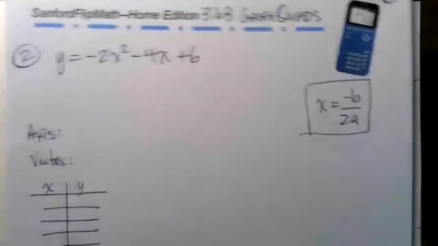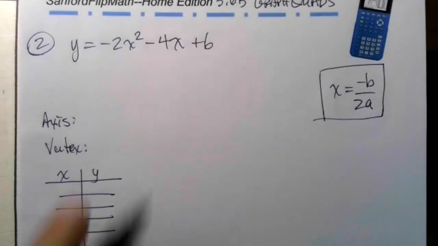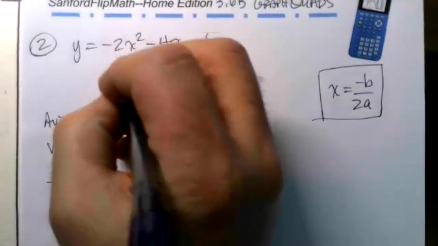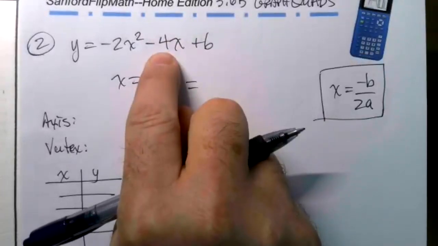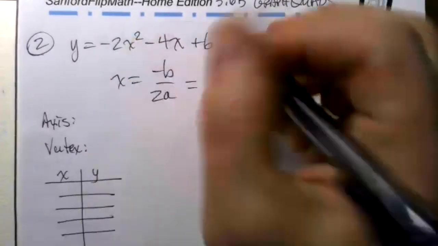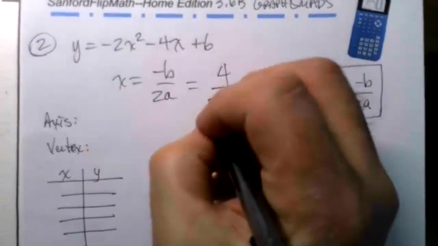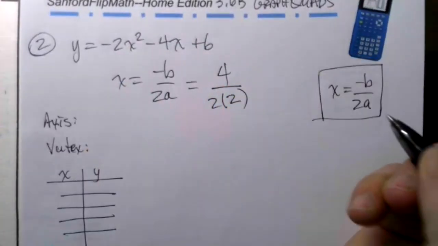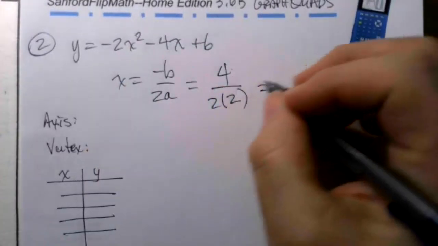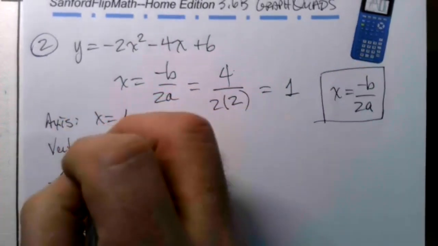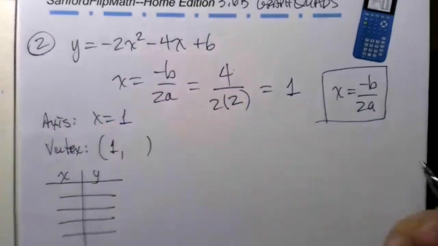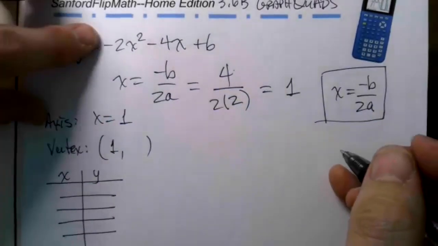Okay, all right, so we're going to start out by finding the axis of symmetry by doing x equals negative b over 2a. Well, the negative of negative 4 is 4 over 2 times a. So this becomes 4 divided by 4 is 1. So the axis of symmetry is x equals 1. The vertex is going to be 1 something. We'll put the 1 in.